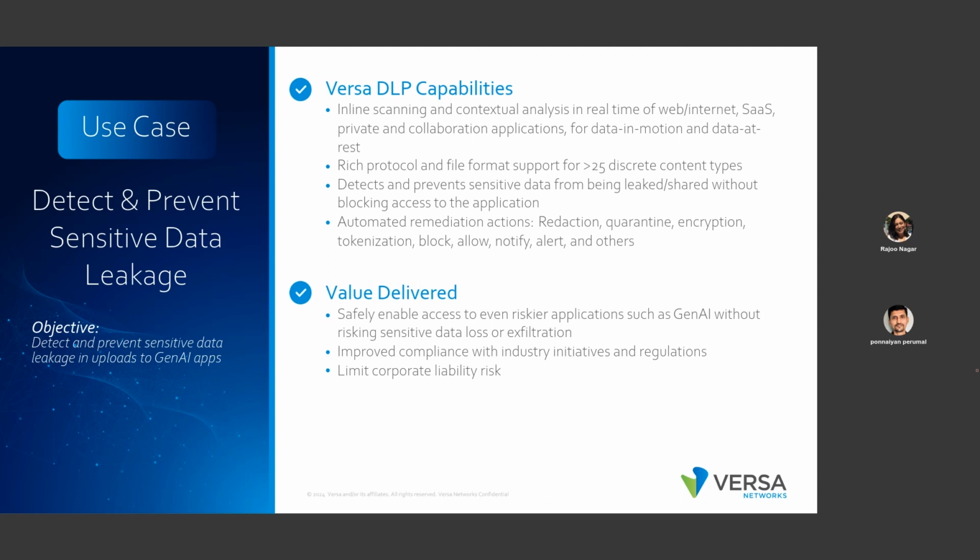And so the benefit for organizations here is, when you have DLP enabled across your entire network for your SaaS and your internet applications, you can really safely enable access to even the riskier applications such as GenAI without worrying about sensitive data getting lost or exfiltrated. And of course, you limit your corporate liability risk that comes with sensitive data leakage and privacy violations.